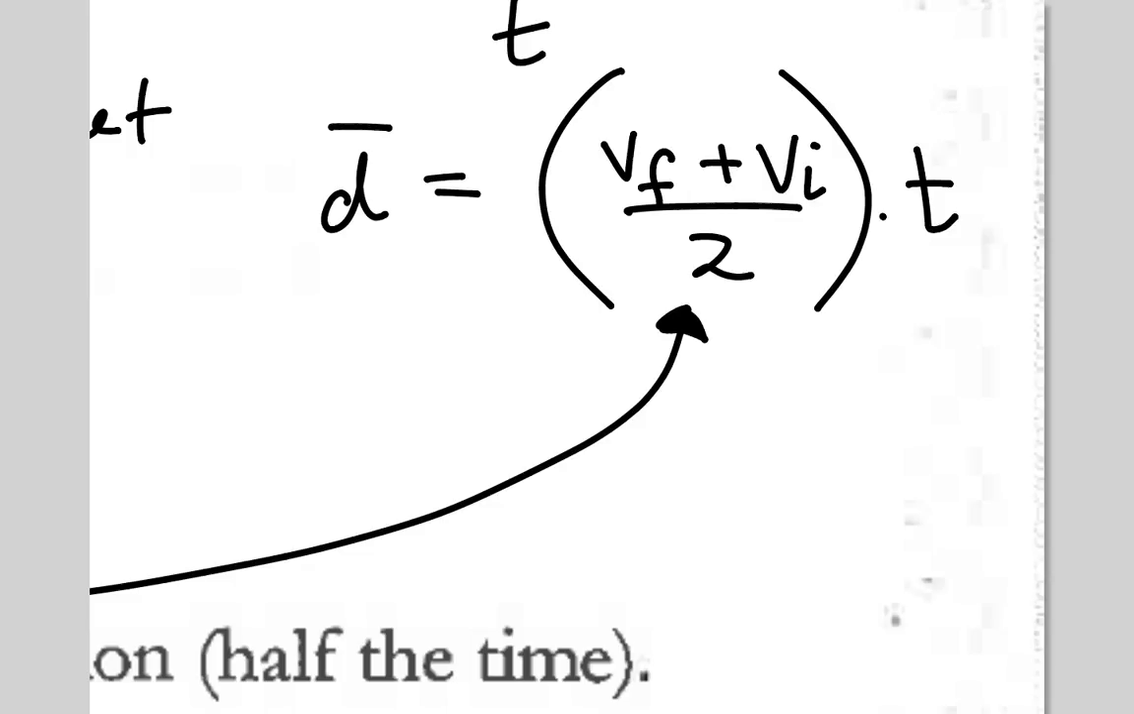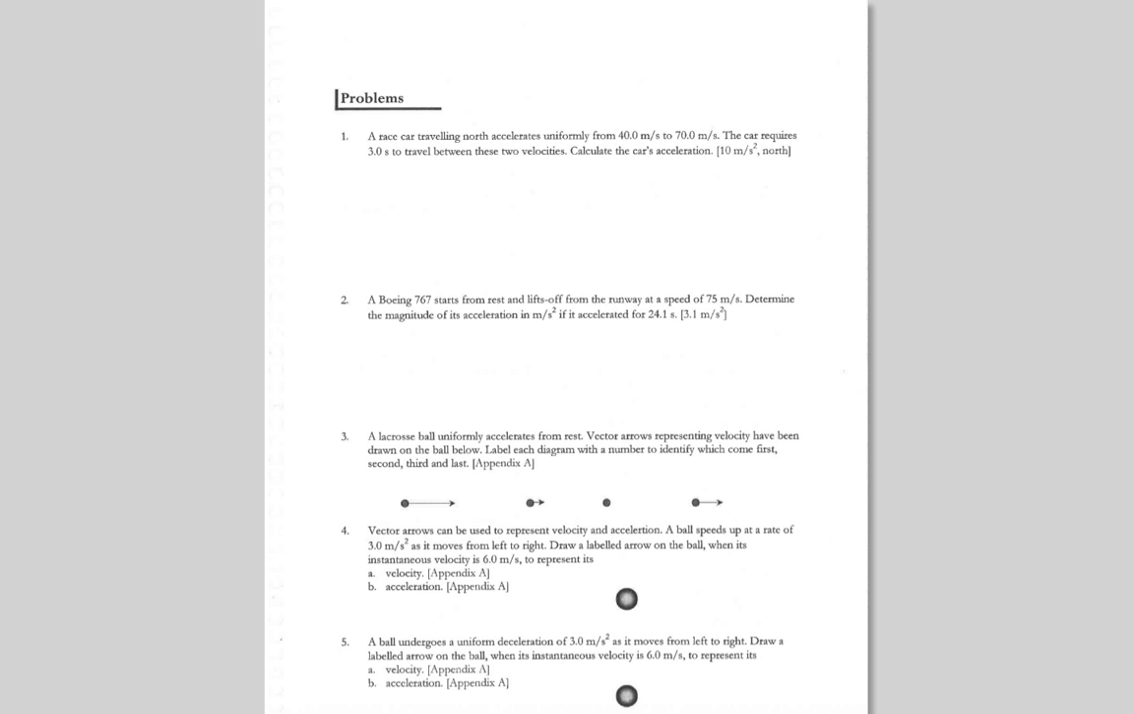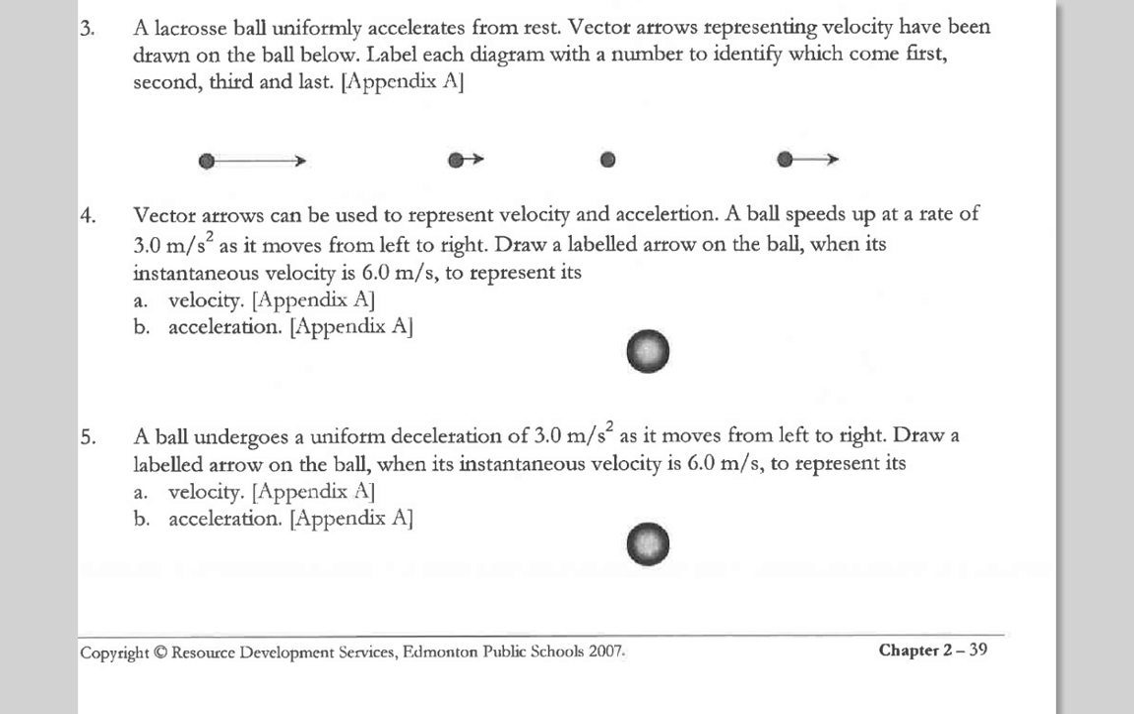Oh, I think Adel wanted me to do question 4, so we've got to back up. This was on the quiz as well. He said you wanted me to cover one of these. This was in your homework. It says vector arrows can be used to represent velocity and acceleration. A ball speeds up at a rate of 3 meters per second squared as it moves from left to right.